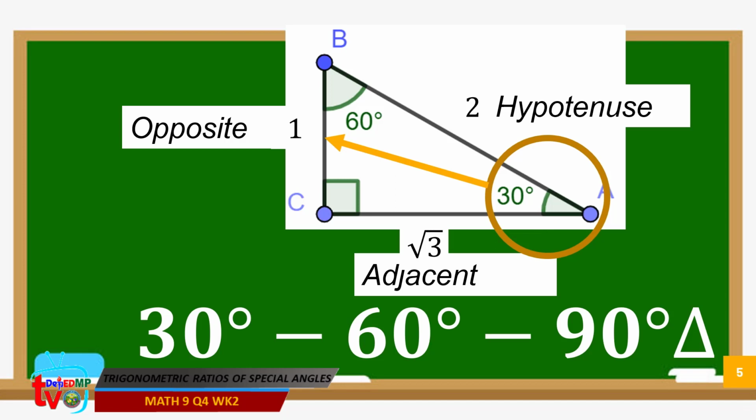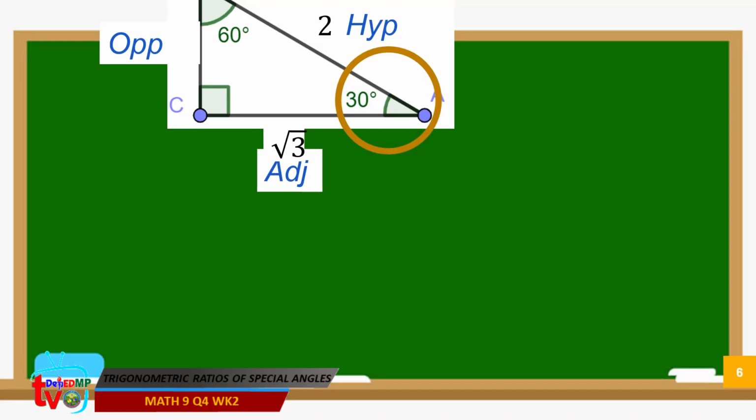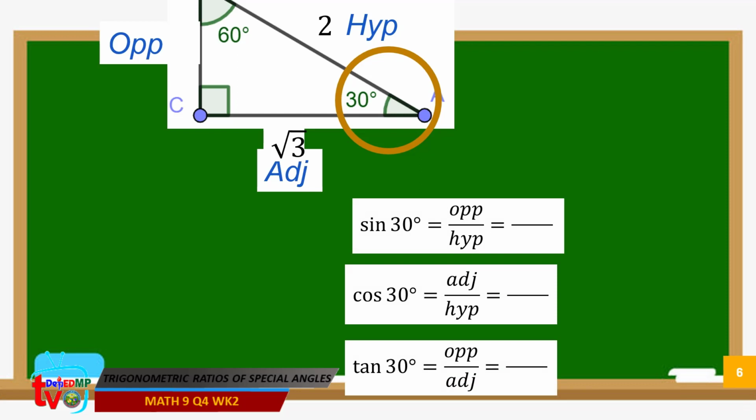Now, let us then solve for the primary trigonometric ratios of a 30-degree angle. Are you ready? So, let us solve first for sine of a 30-degree angle. Sine is opposite over hypotenuse, and our opposite side is 1 unit long over the hypotenuse, which is 2. So 1 over 2 is 1/2. Therefore, sine of 30 degrees is 1/2.